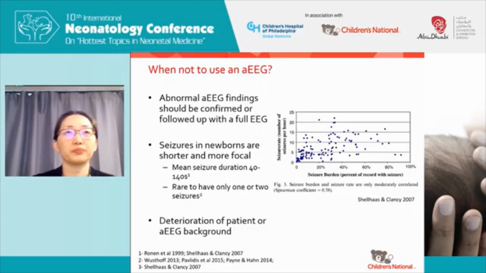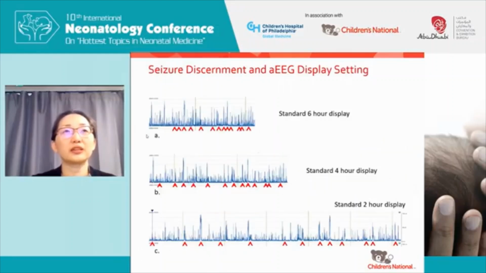So here is an illustration of how seizure discernment can be limited on an AEEG. If you have a standard display setting of 6 hours here, as is the typical standard, these little red arrows tell you where the seizures are occurring on this AEEG tracing. It is very hard to discern.